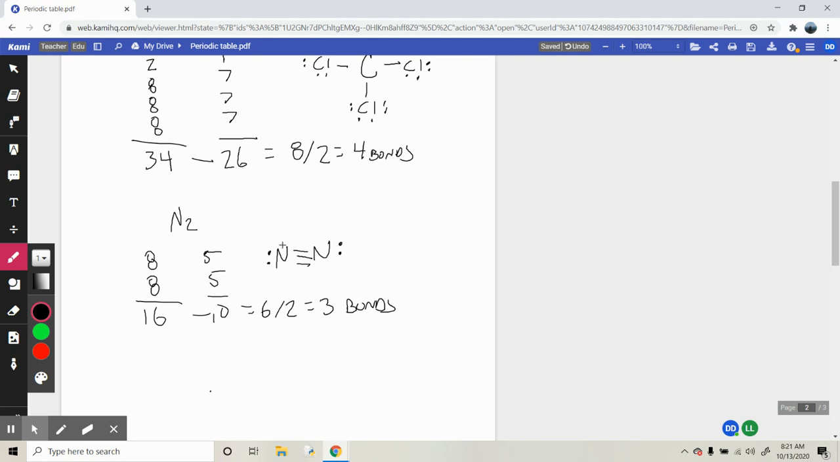Polar or nonpolar? We look at this guy, nitrogens, they're both the same, right? So they're going to pull with the same strength. So that means there's not going to be a dipole moment, a misdistribution of electrons. So this guy is nonpolar.